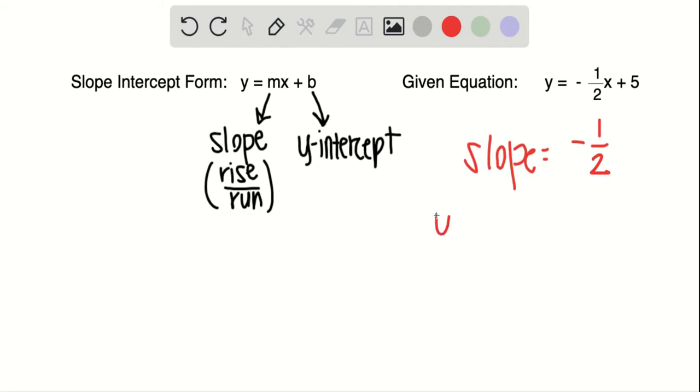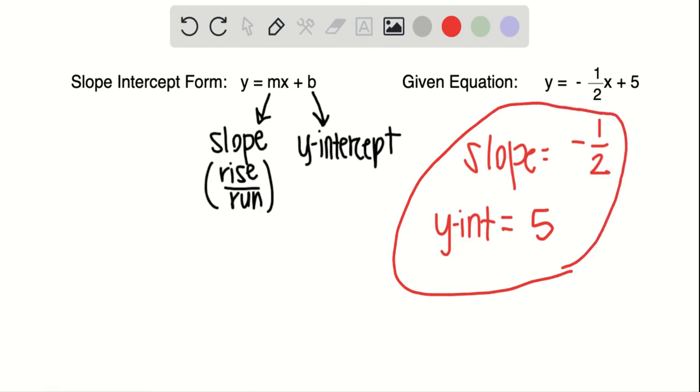For the next part, we have the y-intercept. And remember, the y-intercept is always by itself or a constant, and that's going to be the number 5. So your slope is negative 1/2, and your y-intercept is a positive 5.